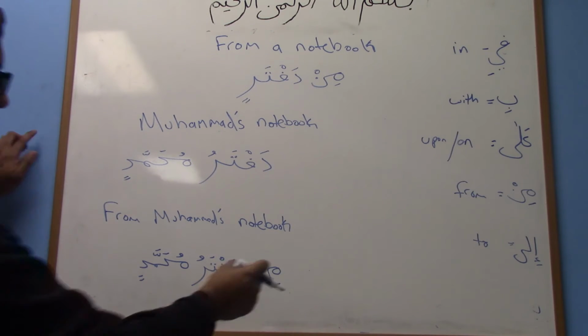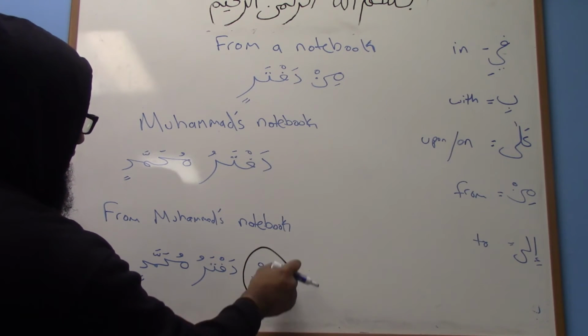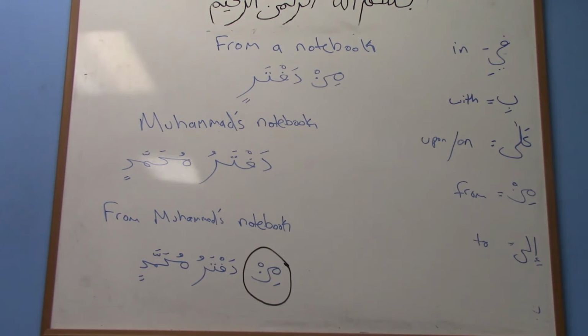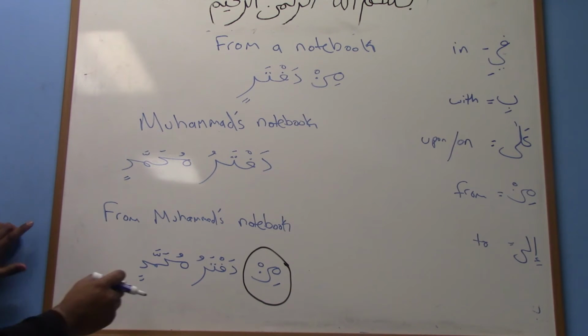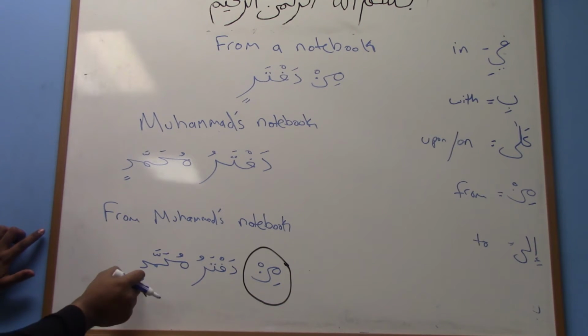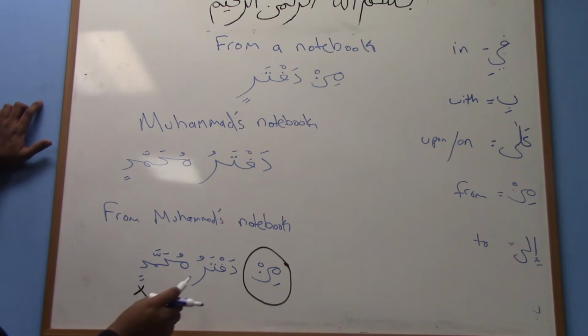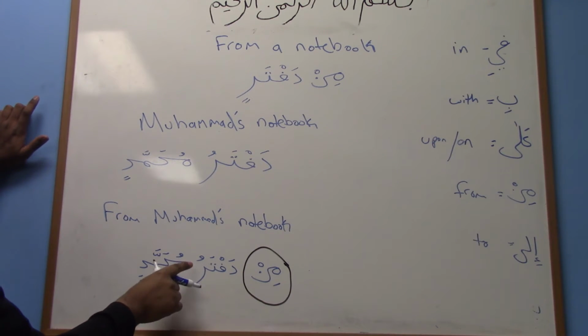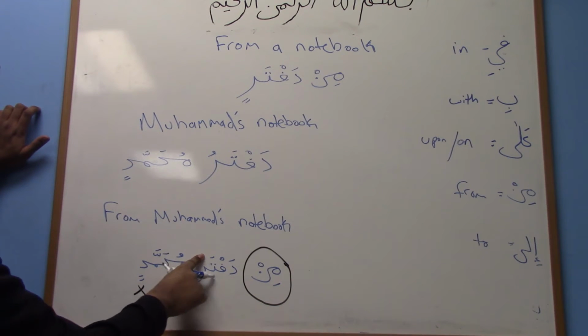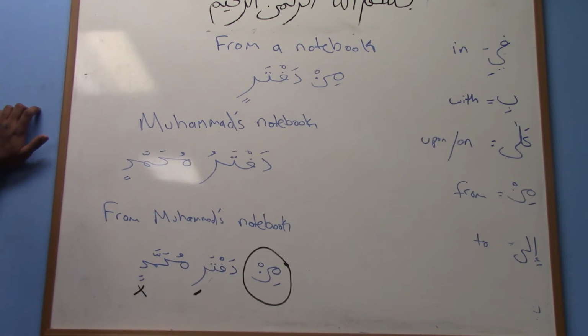But here we have a preposition. Therefore, is it going to change this? No, because it's already kasratain. Therefore, it's going to change the possession. So daftaru becomes daftari. So min daftari Muhammadin. Everyone: min daftari Muhammadin. From Muhammad's notebook.